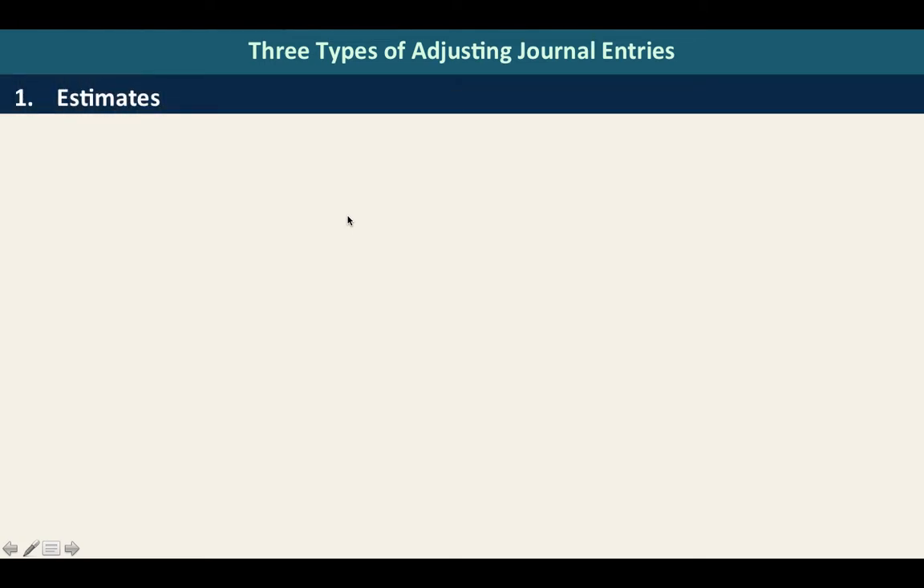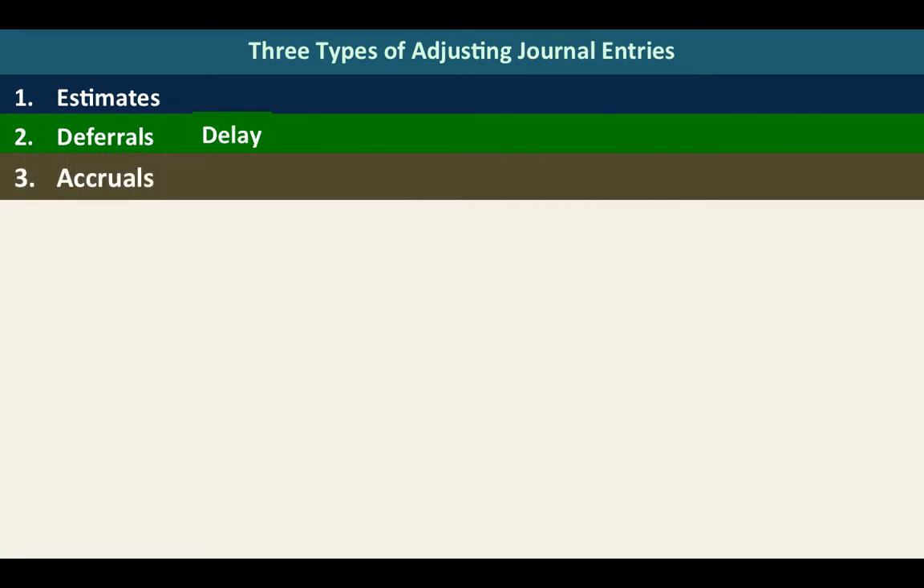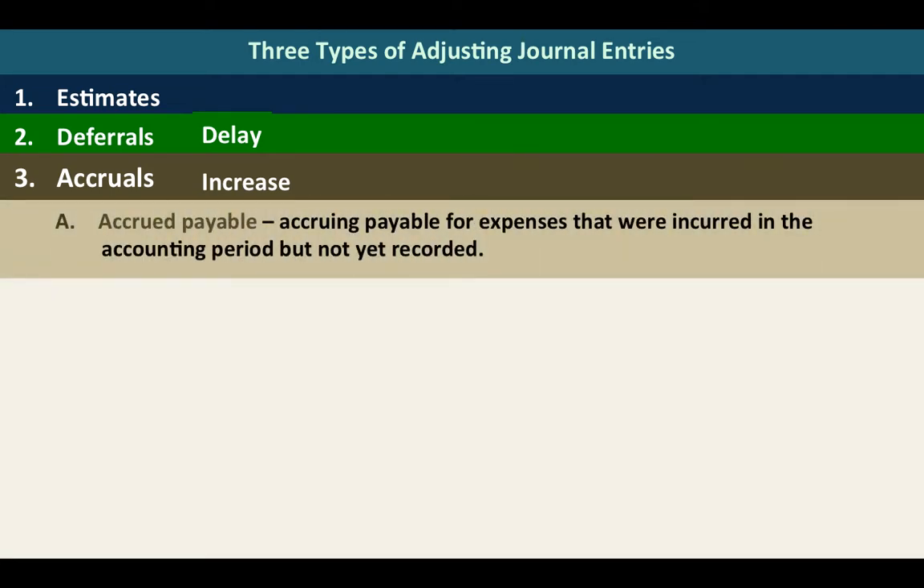The topic that we are going to discuss, as I have said, is the last type of adjusting journal entries. We have already discussed estimates and deferrals. We have learned that deferrals is delaying the recognition of expense for the portion of expense that still has future value. And now we're going to discuss accruals. Accruals means increasing. Increasing what? We will increase an expense, thus we will increase a liability.